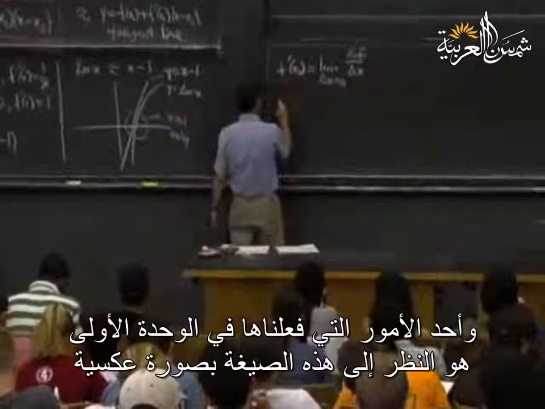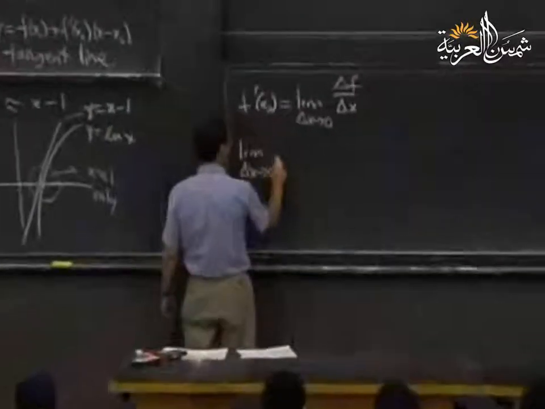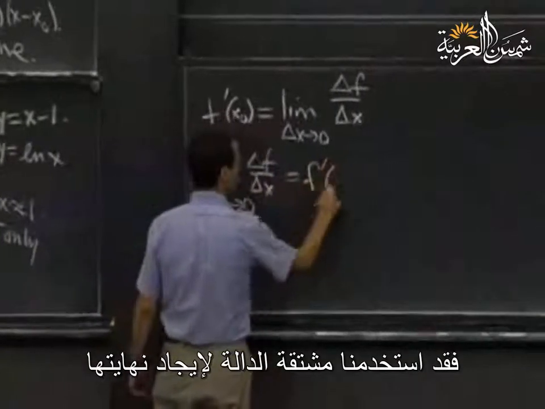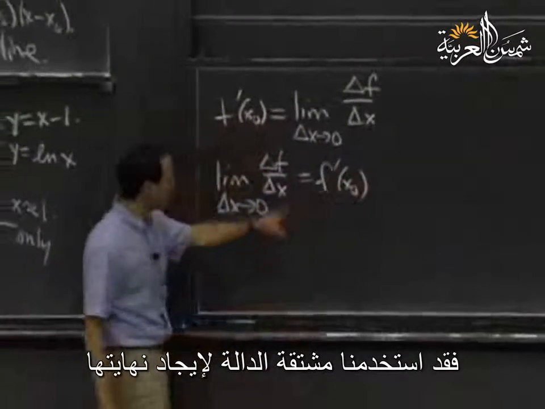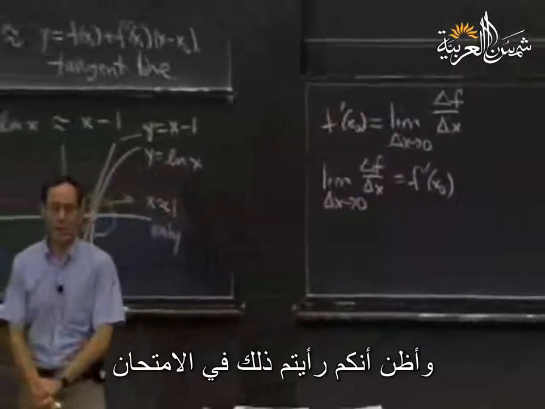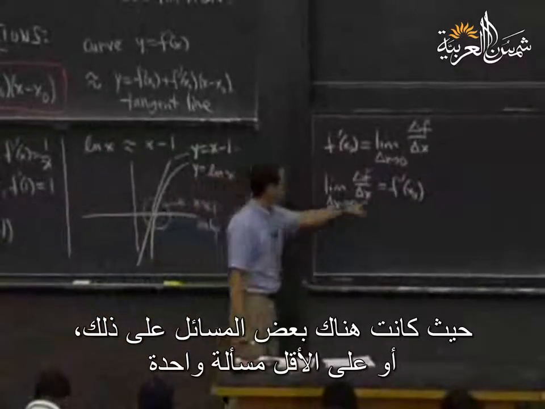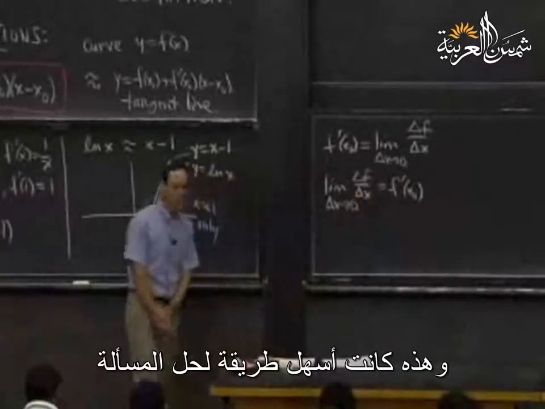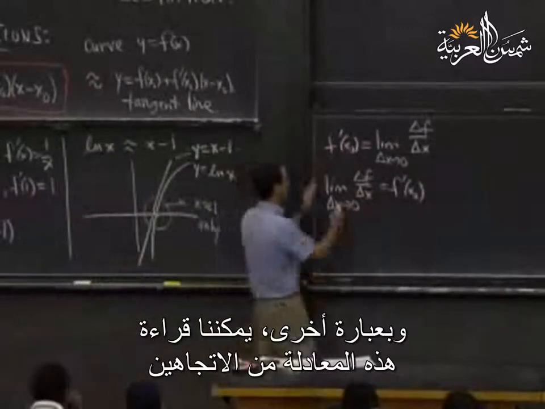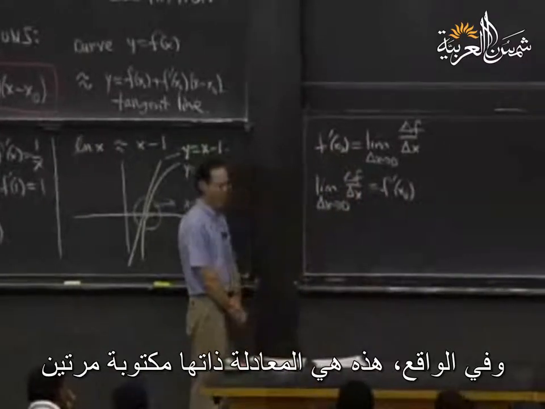And one of the things that we did in the first unit was we looked at this backwards. We used the derivative, knowing the derivatives of functions, to evaluate some limits. So you were supposed to do that on your hour test. There were some examples there, at least one example, where that was the easiest way to do the problem. So in other words, you can read this equation both ways. This is really, of course, the same equation written twice.